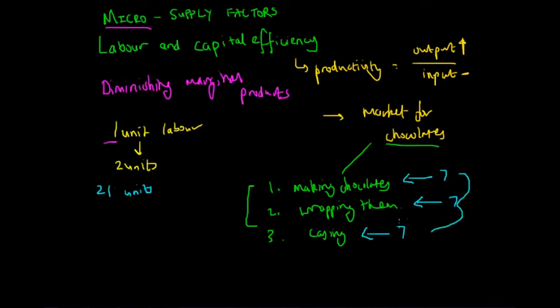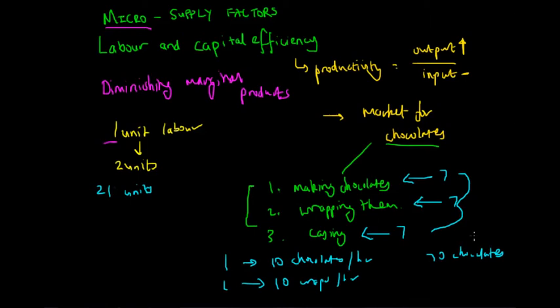Let's assume that if one person makes 10 chocolates per hour, and if one person cases or wraps them at 10 wraps per hour, and so on, we can make, as you can see, 70 chocolates an hour.